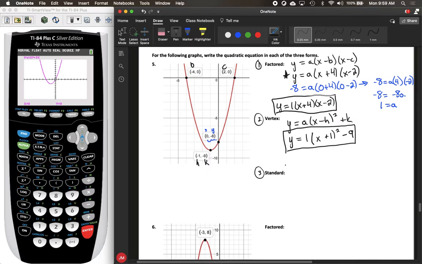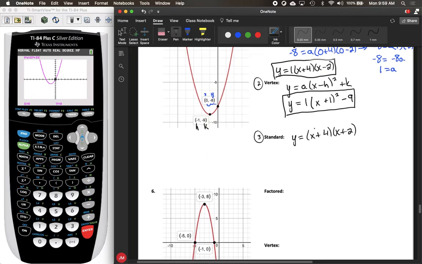Finally, for standard form, we just pick either factored or vertex and multiply it out. I'm going to go ahead and pick our factored form, so x plus 4 and x minus 2. And we just now distribute everything out, so x multiplied by x is x squared, multiplied by negative 2 is negative 2x, and then 4 multiplied by x is 4x, multiplied by negative 2 is negative 8. So now we just need to simplify: x squared plus 2x minus 8, and here is standard form.